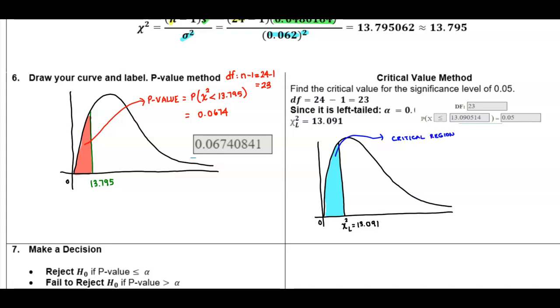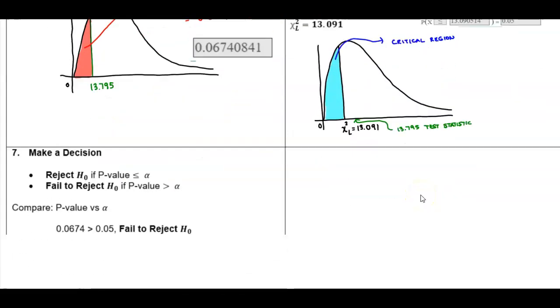And now what we're going to do is use this test statistic. So where is the test statistic according to that? Well, the test statistic is going to be to the right of that. So 13.795 is the test statistic, and it's to the right of that value. And if you look at that, it does not fall in the critical region.